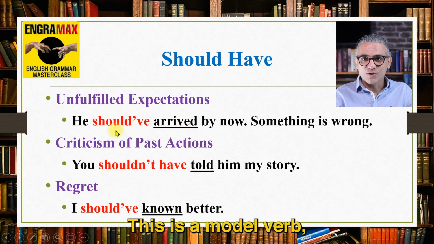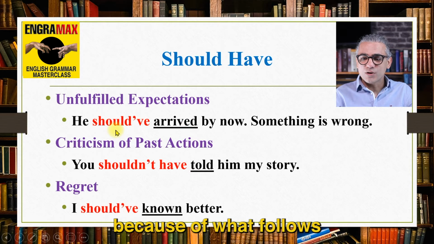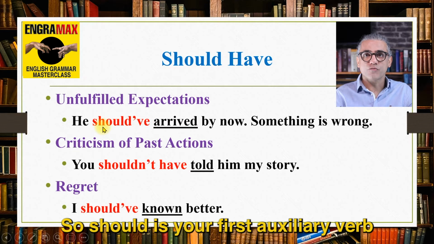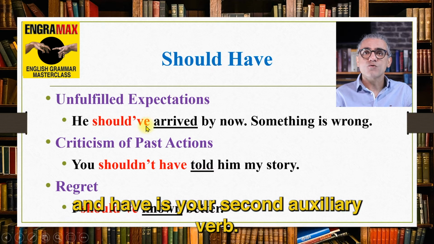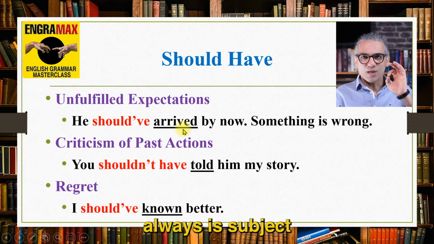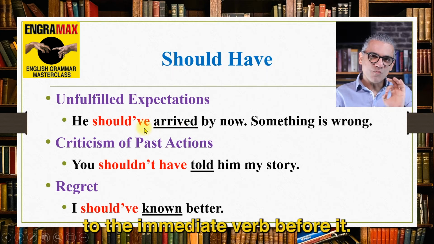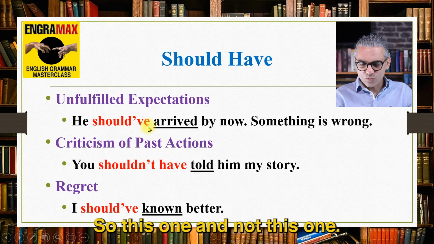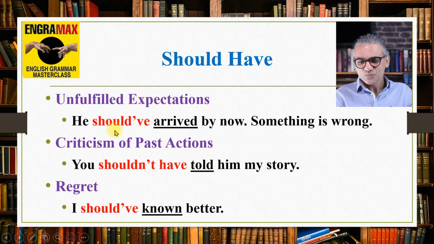Why? This is a modal verb. Not because of the modal verb, but because of what follows the modal verb. Have in here, this is an auxiliary verb. So should is your first auxiliary verb and have is your second auxiliary verb. And the verb that follows always is subject to the immediate verb before it. Not this one, not this one. So this one and not this one.